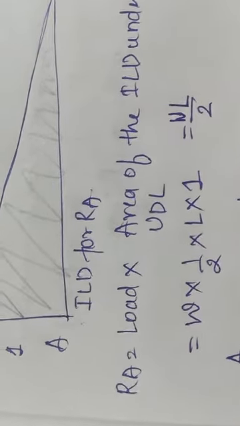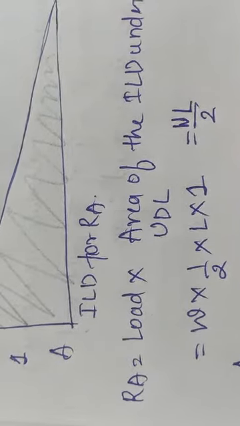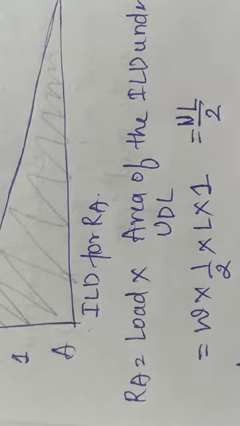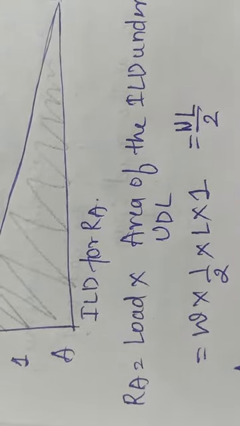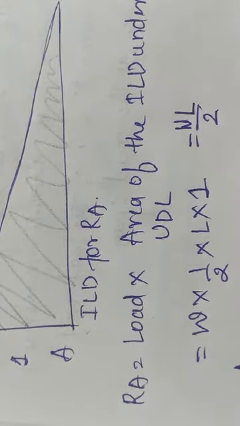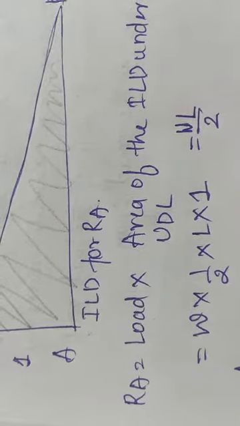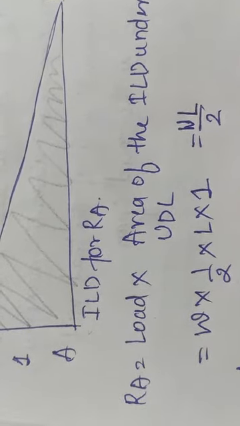So, how do we get it? Load is W and the area of the triangle is half base into height, where the base is the complete length of the beam L. That is why we will be getting the reaction Ra equals W into L divided by 2.